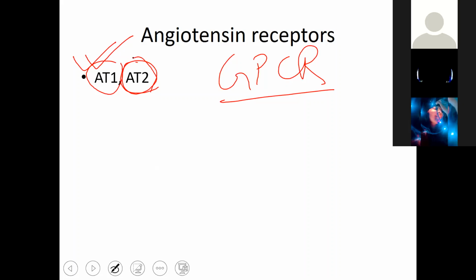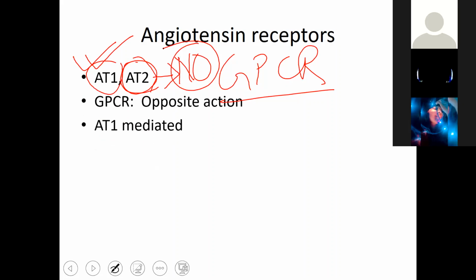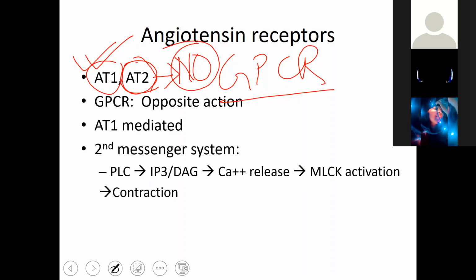They cause vasodilatation and a decrease in smooth muscle contraction, all those things. So angiotensin 2 receptor action is exactly opposite. Probably, similar to angiotensin 1-7, it is NO mediated. And most of the actions are AT1 mediated, what we just discussed.